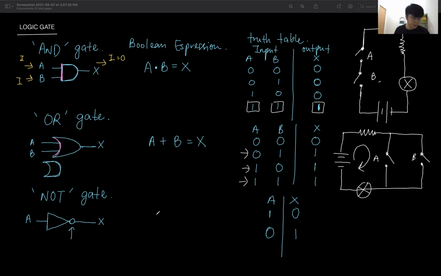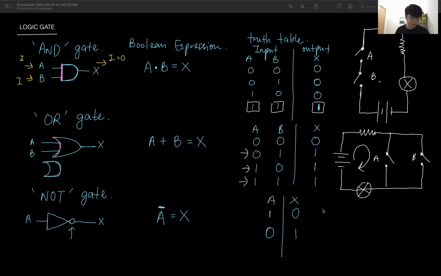The Boolean expression is A, and then we put a bar here. This one is pronounced as bar. A bar. Okay, A bar equals to X. It means not A. Whatever is A, the outcome X is not A. That is the NOT gate.